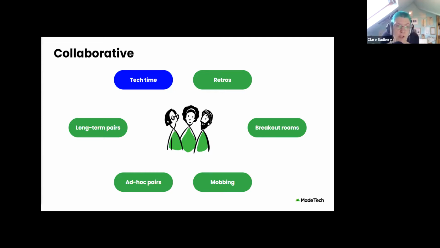During that time, I encourage them to have regular tech time, which is where teams get together and talk to each other about challenges they're facing, about new technologies that they've learned, and problems that they've solved, so that they can showcase to each other things that will be useful to each other. And that's a really important part of collaboration.